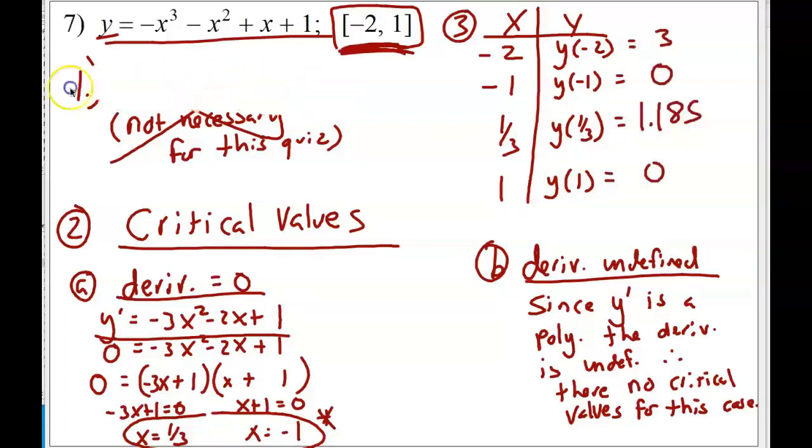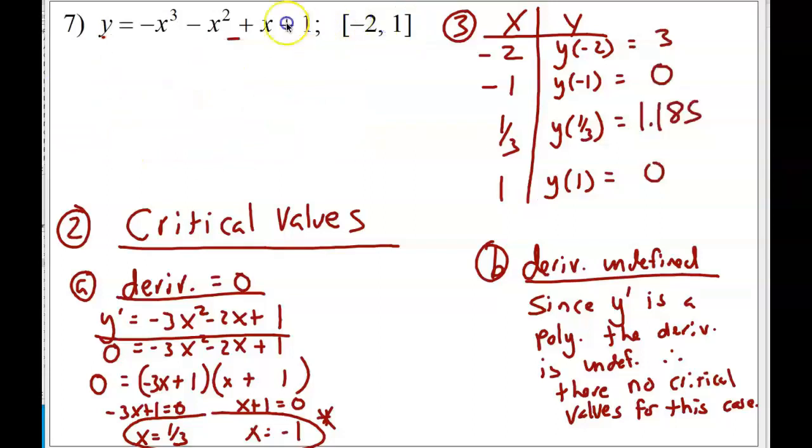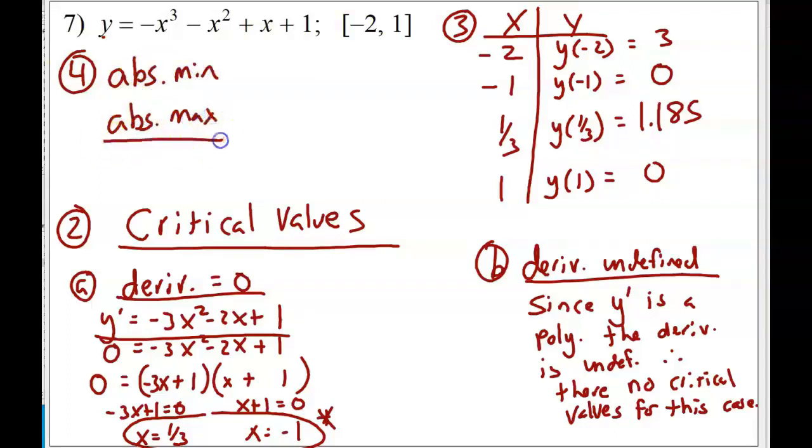And there's our answers. And then step 4, we want to actually go ahead and determine what the absolute min and the absolute max are. And what they are is they are the y values that are the largest and the smallest. So the largest y value is 3. So the absolute max is 3. And the absolute minimum is 0. And there you have it.